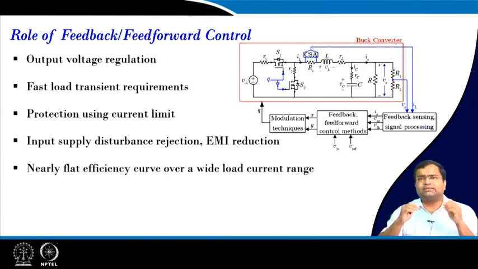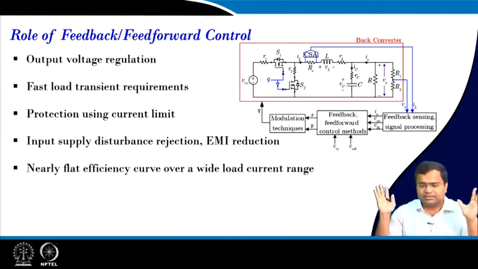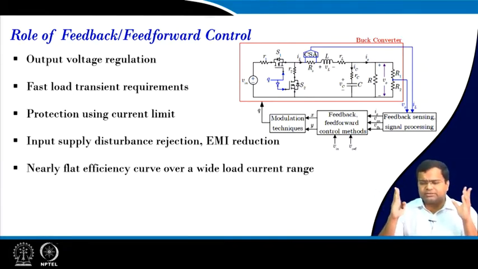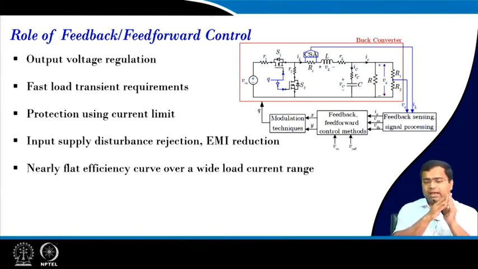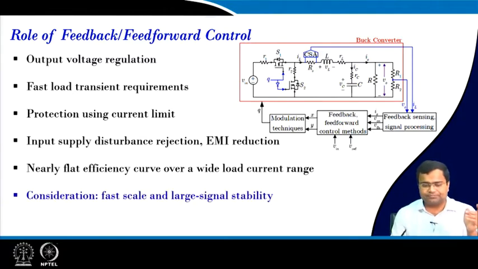Then we need to achieve an almost flat efficiency curve over a wide load current range, and this is very important. It is difficult and challenging at light load, and we may have to shift the control technique or modulation technique from one modulation to another. We also need to take care of fast scale and large signal stability, that means there should not be any subharmonic oscillation.